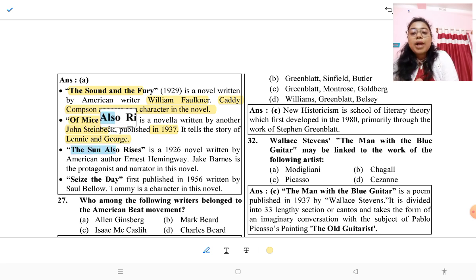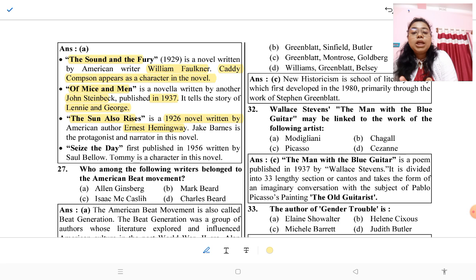Then The Sun Also Rises is a 1926 novel written by American author Ernest Hemingway. Jake Barnes is the protagonist and narrator in the novel. So Jake Barnes, The Sun Also Rises. It is a novel by Ernest Hemingway where Jake Barnes is important because of the world war. So the depression was shown in this novel, The Sun Also Rises.